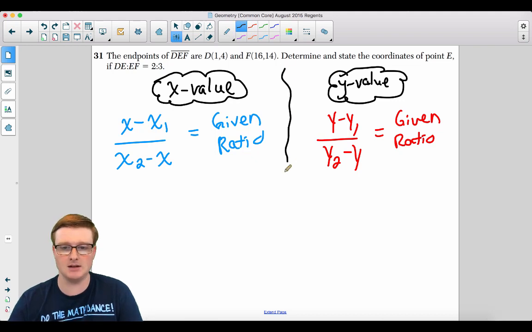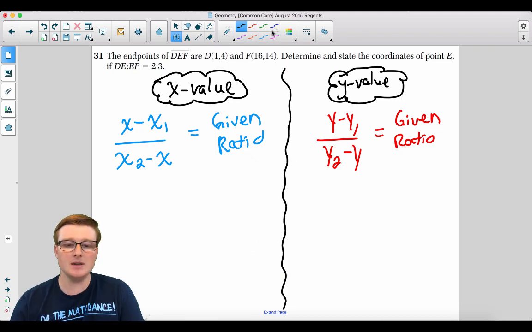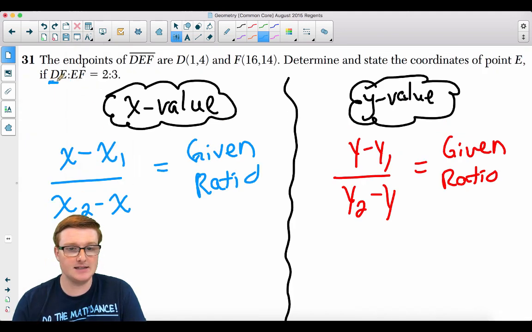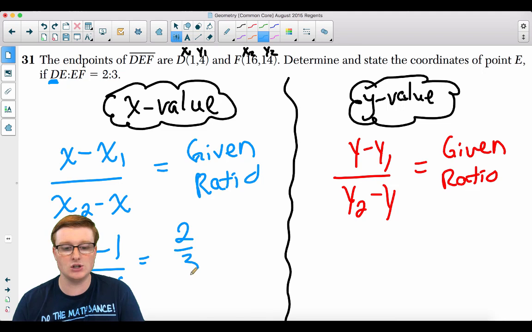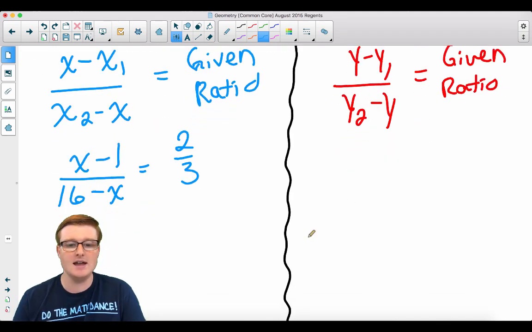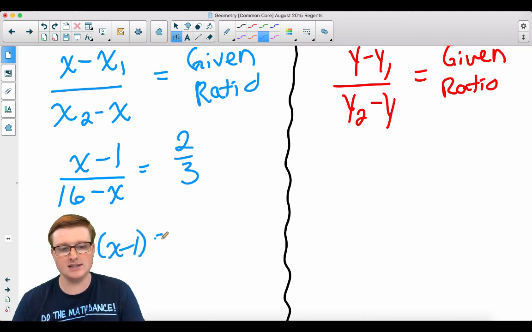They are not the same equation, because one of them is for the x value and the other is for the y value. So you see how point D is first. This is your x1. This is your y1. This is your x2. This is your y2. We're going to plug in that information. So we get (x minus 1) over (16 minus x) is equal to the given ratio of 2/3. Now from here, we are going to cross multiply. So we get 3 times (x minus 1) is equal to 2 times (16 minus x).